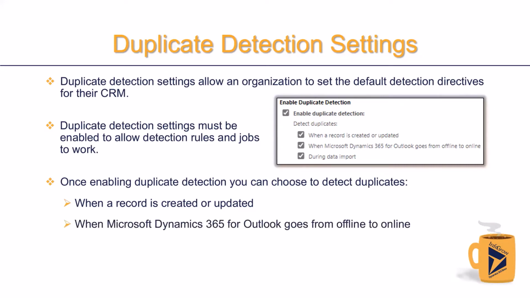The next option is while using Dynamics 365 for Outlook. Here the system will detect duplicates when a user synchronizes their data after working offline, as long as users have enabled duplicate detection in Outlook. Lastly, we have the during data import. This is such as when using the import data wizard to bring in contacts, leads, accounts, or other types of data. The wizard will detect any duplicate records as long as you enable duplicate detection in the wizard.